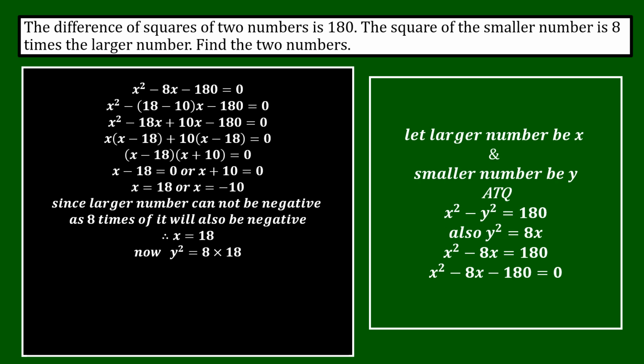Y we will find by the relation y square is equal to 8x, that is 8 into 18, or y square is equal to 144, which gives us y is equal to under root 144, or y is equal to plus minus 12. So two combinations of number possible for this situation are 18 and 12 or 18 and minus 12. Okay, let's take one more.